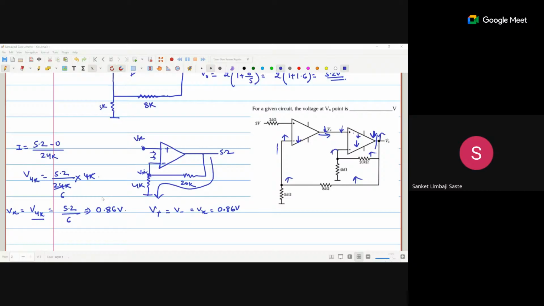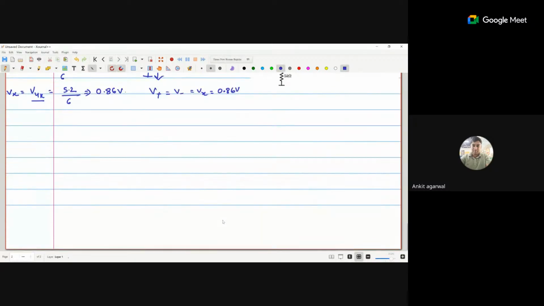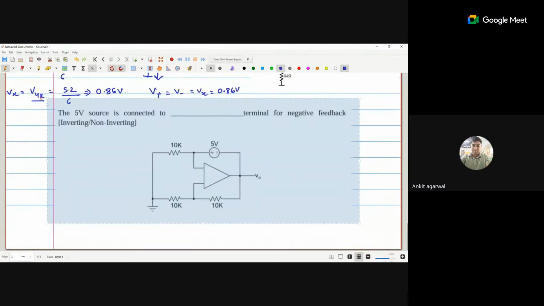Sir, GA2 question number 10, sir. GA2 question number 10. Inverting or non-inverting? I think we have already solved this type of question. This one.